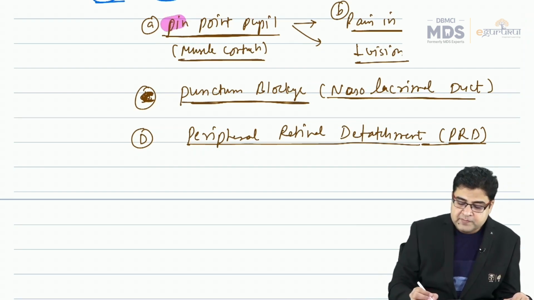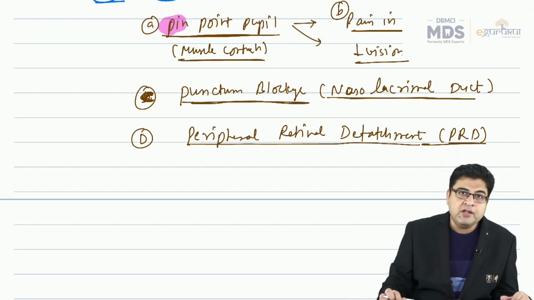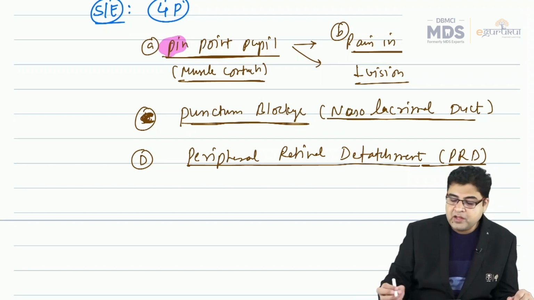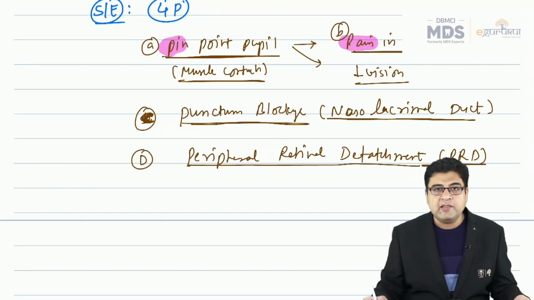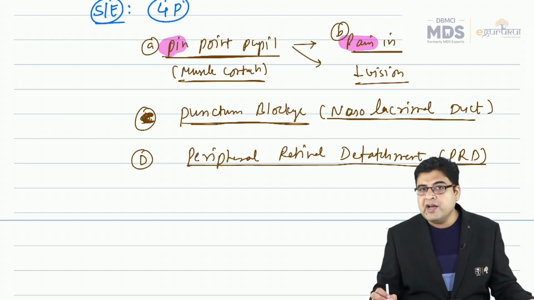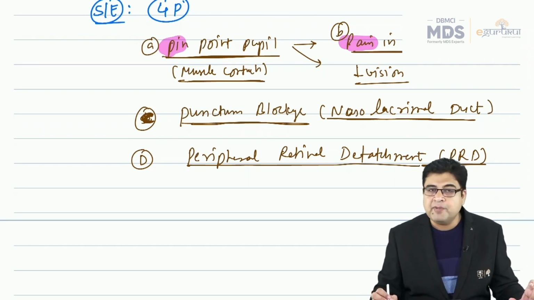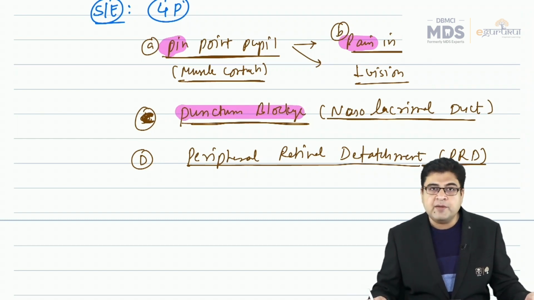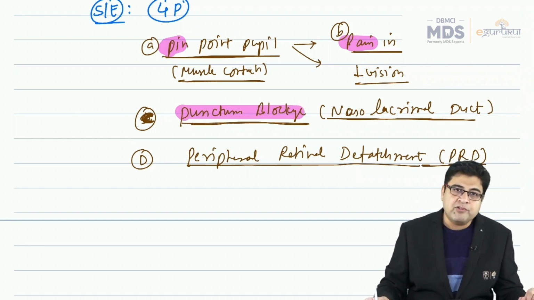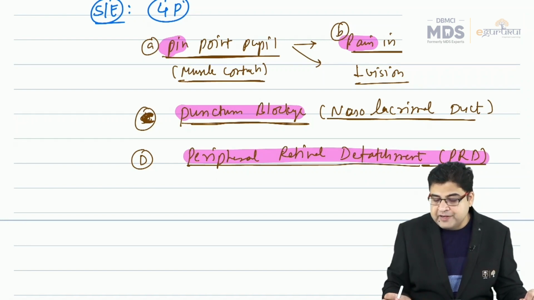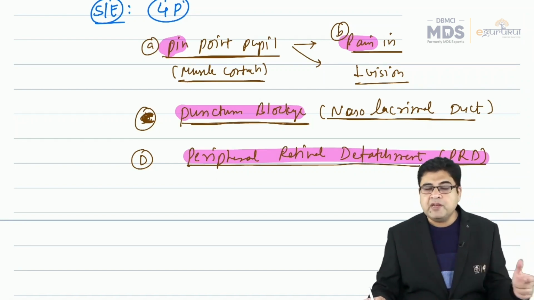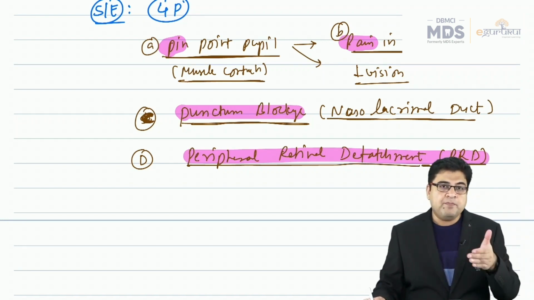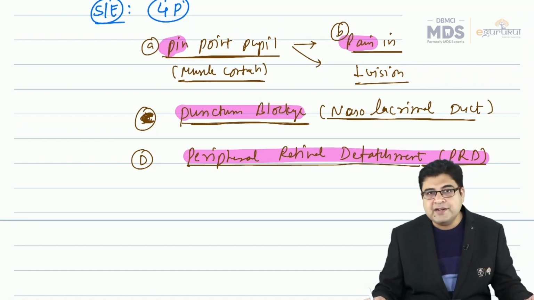Number 1, this medicine can make the pupil pinpoint and the patient cannot see things clearly. Number 2, because it makes the pupil pinpoint, the muscles of the eyes will be contracted, and the patient will feel pain in the eyes. Number 3, this medicine can cause spasm of the nasolacrimal duct opening. We call it punctum blockage. And it can also cause retinal detachment, particularly in the peripheral part of the retina. We call it peripheral retinal detachment.